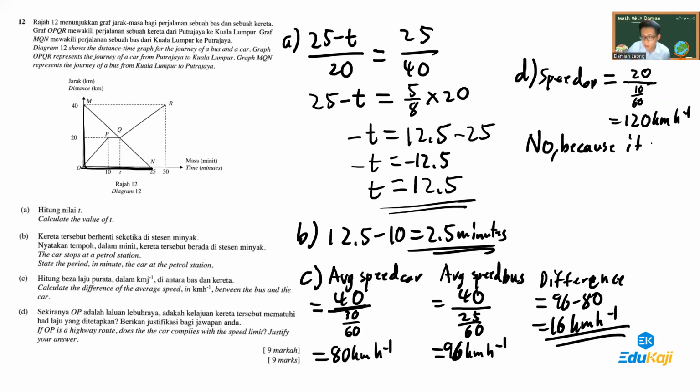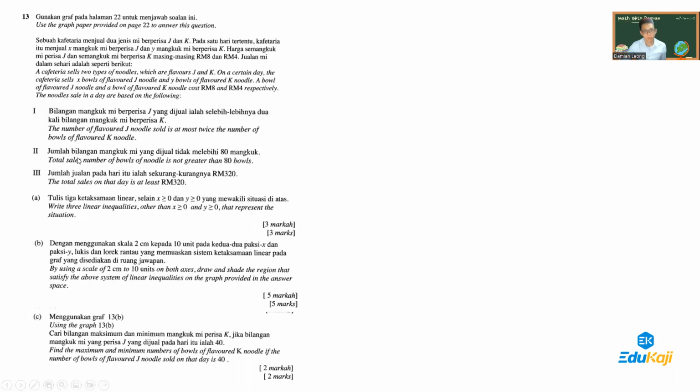Because it is above. So in highway, maximum speed is 110 km per hour. Yeah, the speed limit is 110. So above the speed limit of 110 km per hour. Yeah. So basically that's the explanation here.